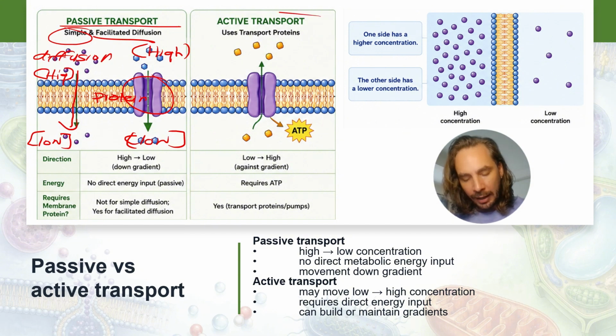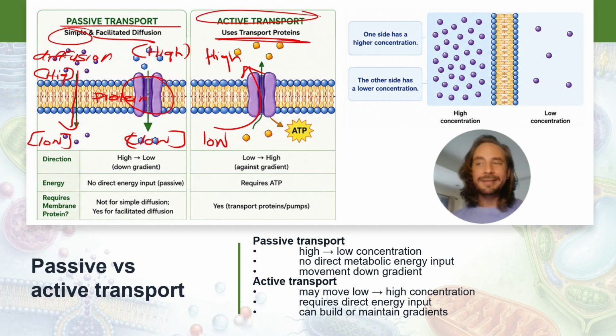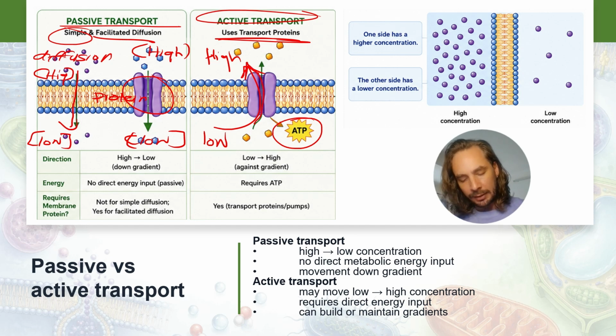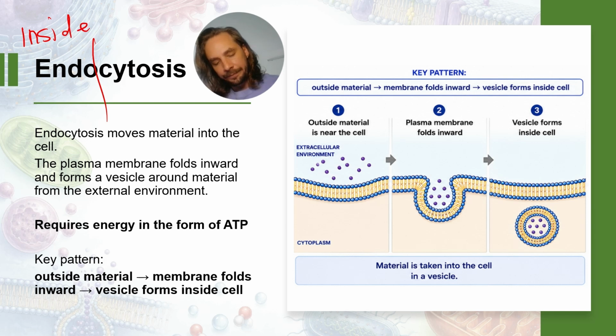Okay, and then we have active transport. So they use transport proteins, and we are moving from a low to a high concentration. Okay, and in order to move against this concentration gradient, I need to use ATP or cellular energy to get that molecule to the other side. ATP.